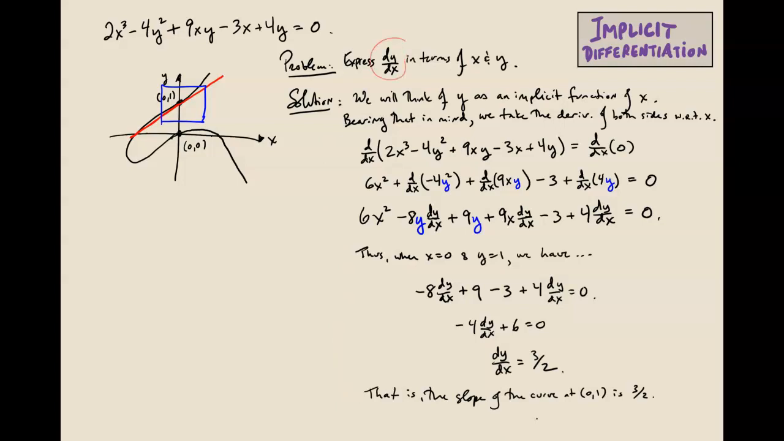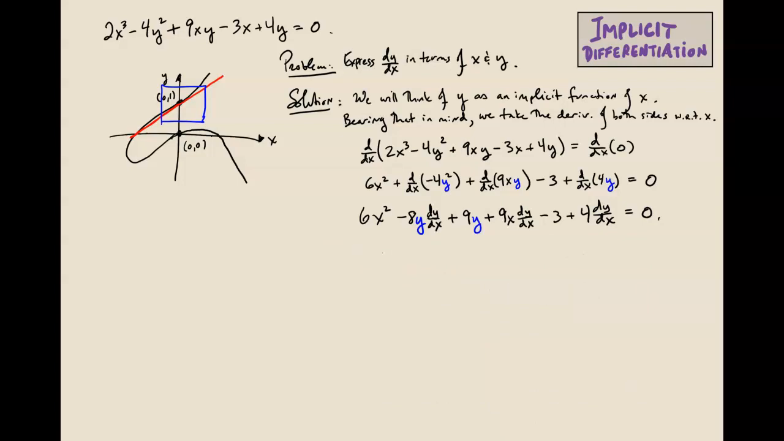To get the derivative dy/dx in terms of x and y, I still want to think of y as an implicit function of x, and bearing that in mind, I still want to take the derivative of both sides with respect to x. So there's the left-hand side, take the derivative with respect to x. There's the right-hand side, do the same. We carry this out in the next couple of steps. All is well, and only here do I want to start erasing, because I specified specific values of x and y. So let me get rid of that now.